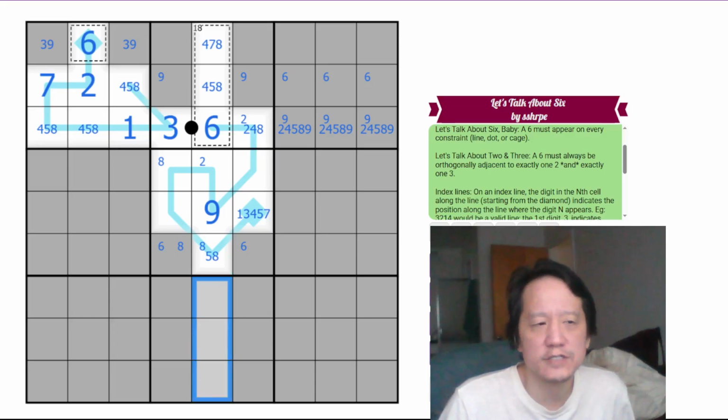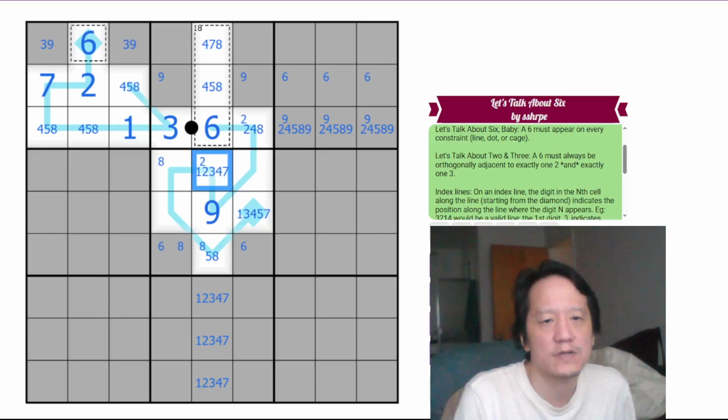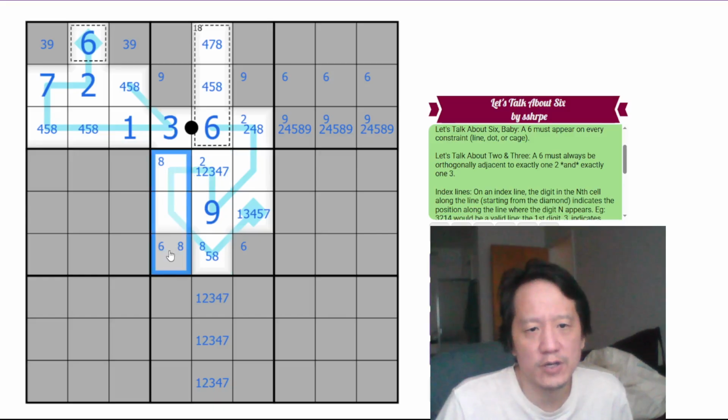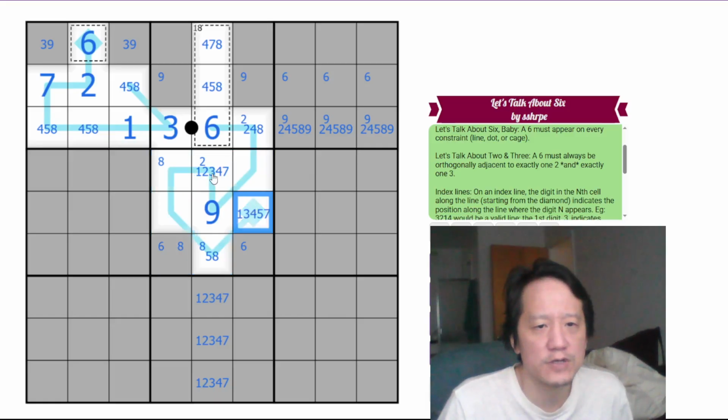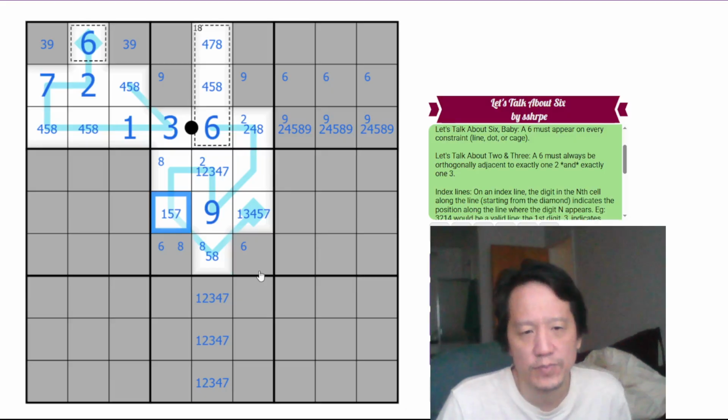What are the remaining digits in column 5? We have 1, 2, 3, 4, and 7. This is 1, 2, 3, 4, 7. 3 cannot be any of these. 3 does have to be on the line. So 3 is either 1, 2, 3, 4, 5, 1, or 7. So it's 1, 5, or 7 here, right?